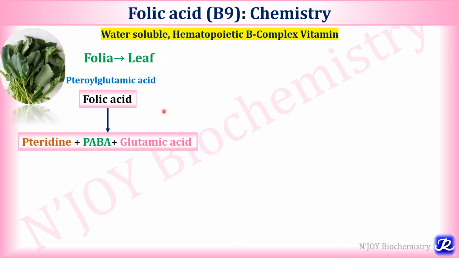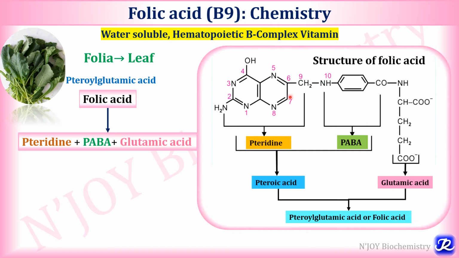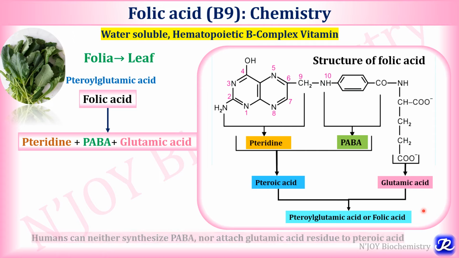If we take a look at the structure of folic acid, this is the pteridine, which is linked to para-aminobenzoic acid. Together this pteridine and PABA are called pteroic acid. And when this pteroic acid is linked to one glutamic acid, it becomes pteroyl glutamic acid or folic acid. So it is the monoglutamate form which is present in the fortified food and dietary supplements. Humans can neither synthesize PABA nor attach a glutamic acid residue to pteroic acid, and that's why humans cannot synthesize folic acid.